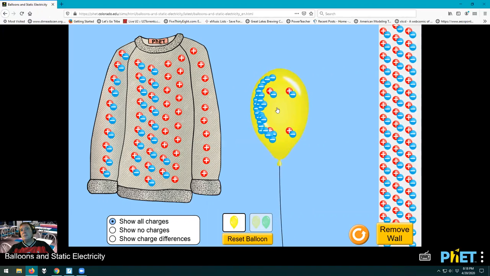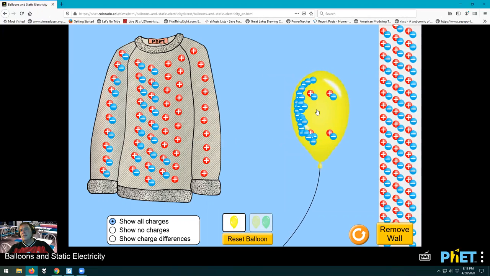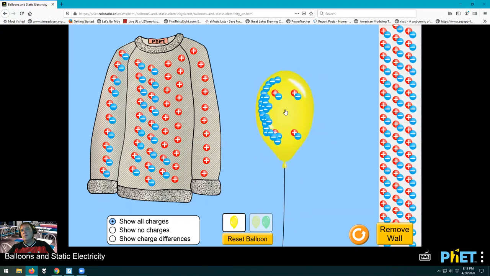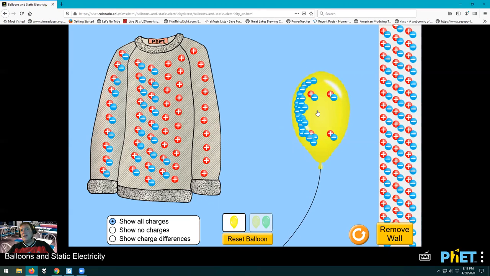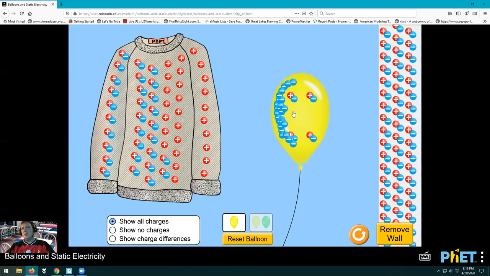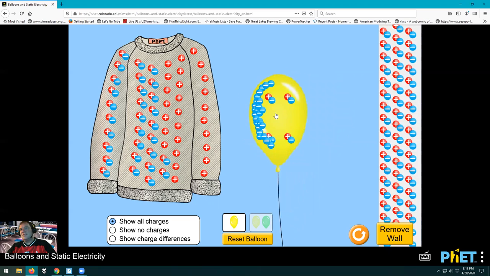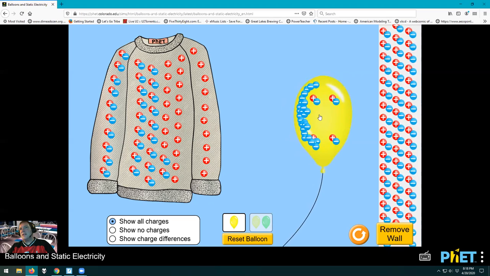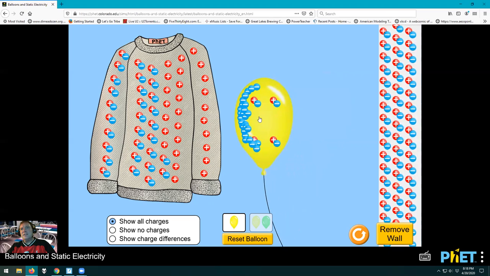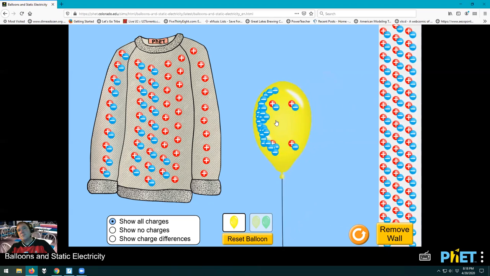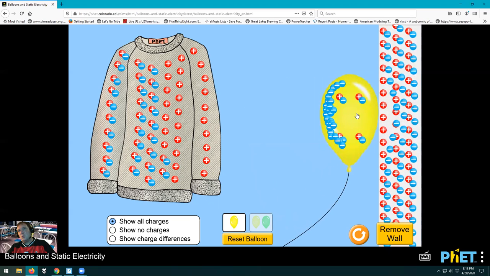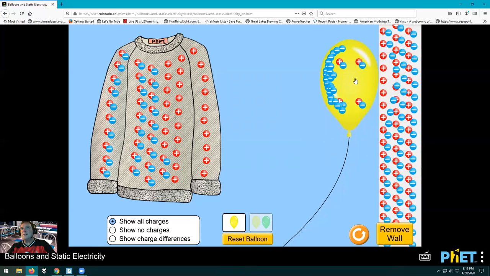You can see that as I move the balloon, the electrons that were already in the wall are pushed away by the negatively charged balloon, so they move away from the balloon. Now, the positive charges in the wall are attracted to that negative stuff, but they can't move. Protons in atoms are locked in place, but the electrons are not locked in place. And so if I move the balloon all the way over to the wall, then we can see that there's a section of wall here where the electrons have moved away.